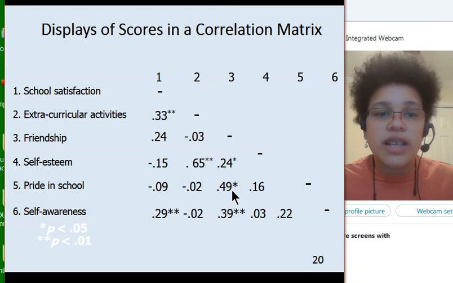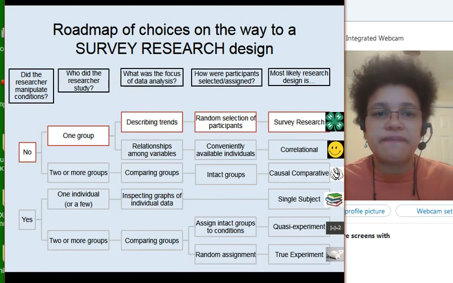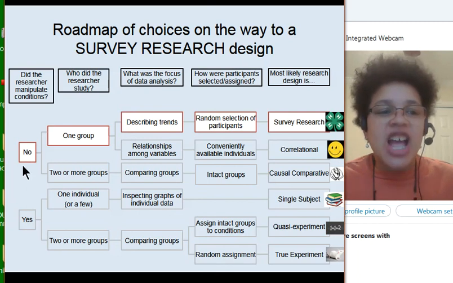There's a high correlation between pride in the school and having friendships. Okay, and so on. That's how a correlation matrix works, and that illustrates a correlation study, a correlational study. Okay, so that's the smiley face, okay? School satisfaction, the smiley face, correlational.